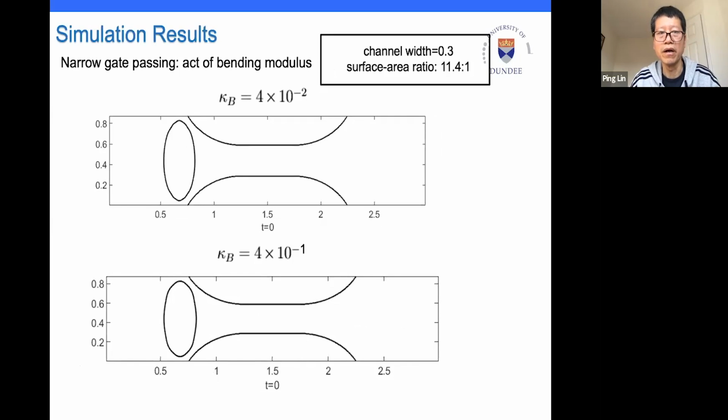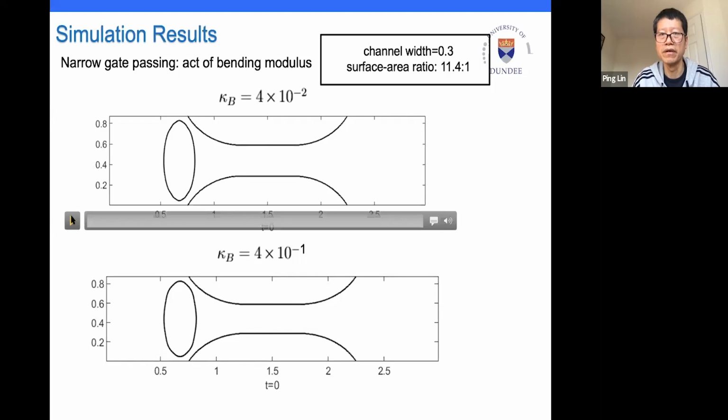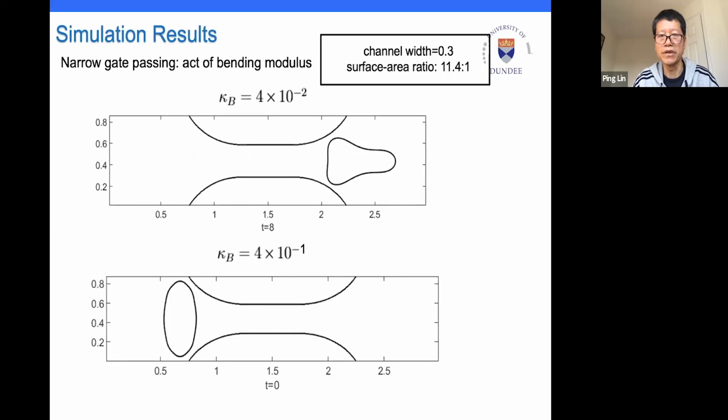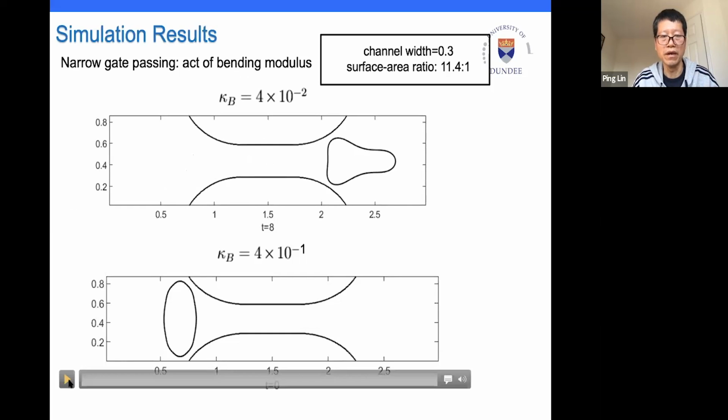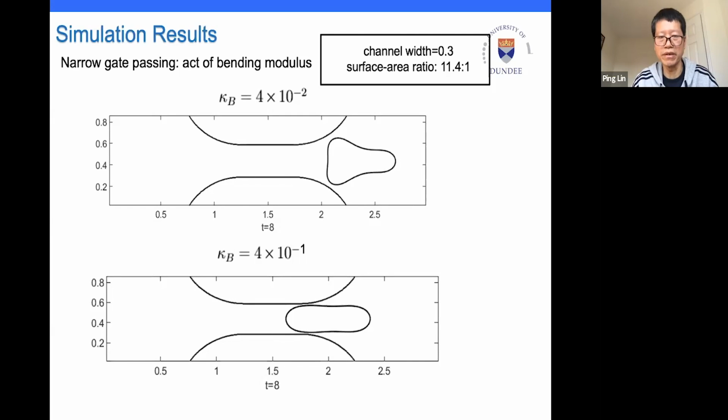These are also the mechanical property of the bending modulus, which we didn't emphasize, but that's the coefficient of that bending energy term, which you can see has different values, and it will also affect the passing. For a fixed surface area to volume ratio it passes, but you see the way of passing may be different if the bending energy is different.